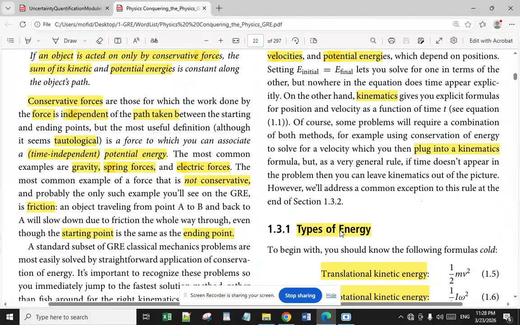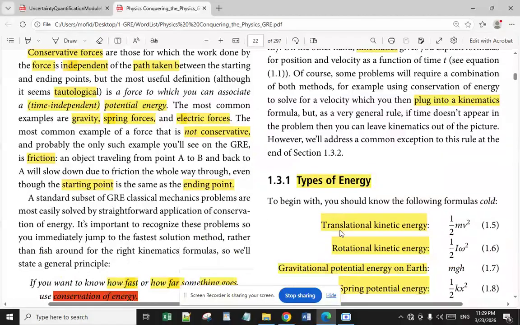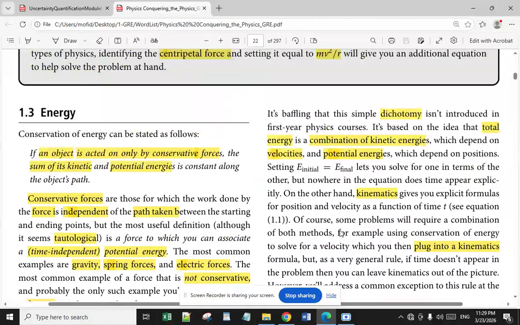A standard subset of GRE classical mechanics problems are most easily solved by a straightforward application of conservation of energy. It's important to recognize this problem so you immediately jump to the fastest solution method rather than fish around for the right kinematics formulas, so we will set a general principle. If you want to know how fast or how far something goes, use conservation of energy. If you want to know how much time something takes, use kinematics.